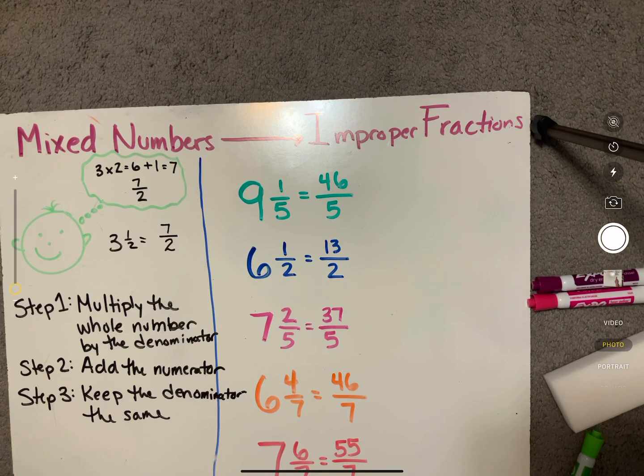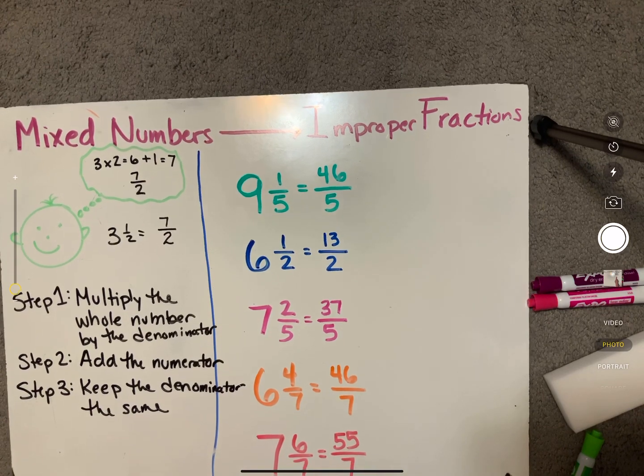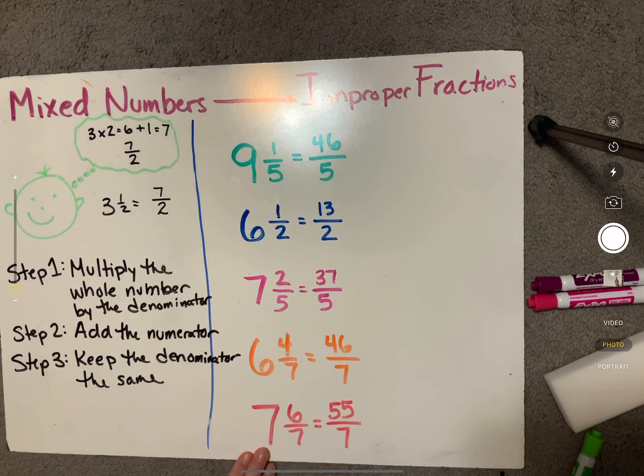Okay, guys, so that is mixed numbers to improper fractions. So again, it's the same kind of topic that we were doing before. This is all going to be equivalent fractions. So we're talking about a new way to look at equivalent fractions. If we have our mixed number, this is how you're going to change them into improper fractions that are equivalent.